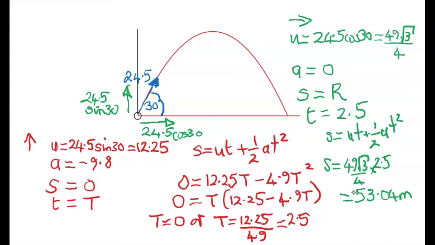Notice that we have this equation of motion, but we could have just said it's moving with constant speed because the acceleration is 0 and speed is distance over time. So the distance is the speed times the time, which is what we have done to work this out.